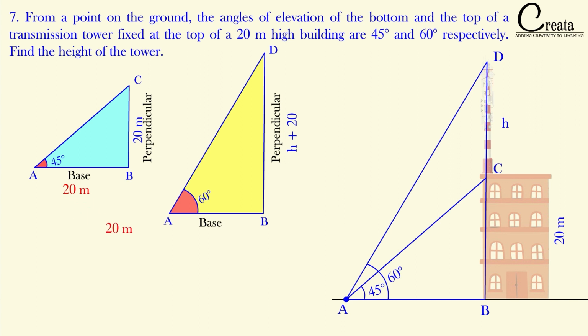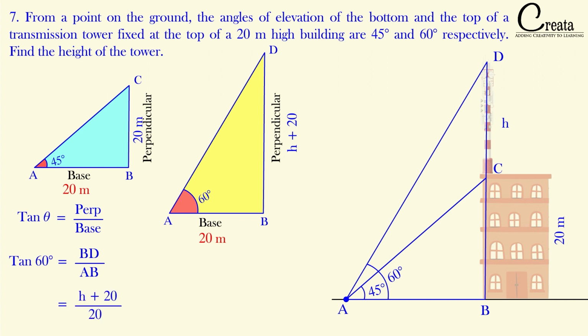Let's use this base for the second triangle too. AB is common in both the triangles. For the second triangle, the trigonometric angle is 60 degrees. The perpendicular is h plus 20. And the base we just got as 20 meters. So again tan theta will be applicable as here the perpendicular and base are coming into the picture. Only tan theta is the link between the perpendicular and the base. We got tan theta equal to perpendicular upon base, that is tan 60 degrees is equal to BD upon AB. Further, here BD is h plus 20 and AB is 20.